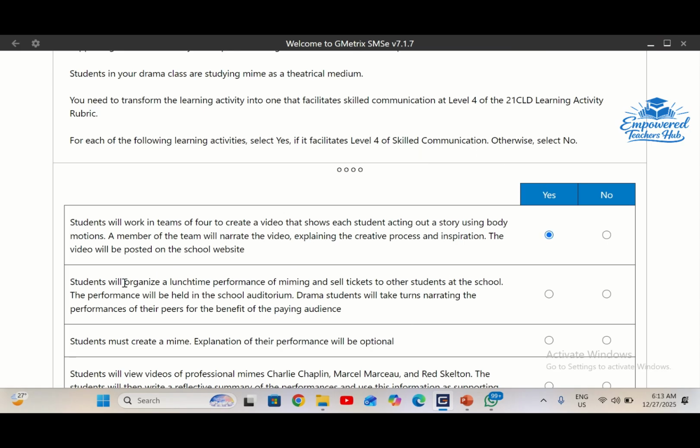Yes, it does. Students will organize a lunchtime performance of miming and sell tickets to other students at the school. The performance will be held in the school auditorium. Drama students will take turns narrating the performances of their peers for the benefit of the audience.